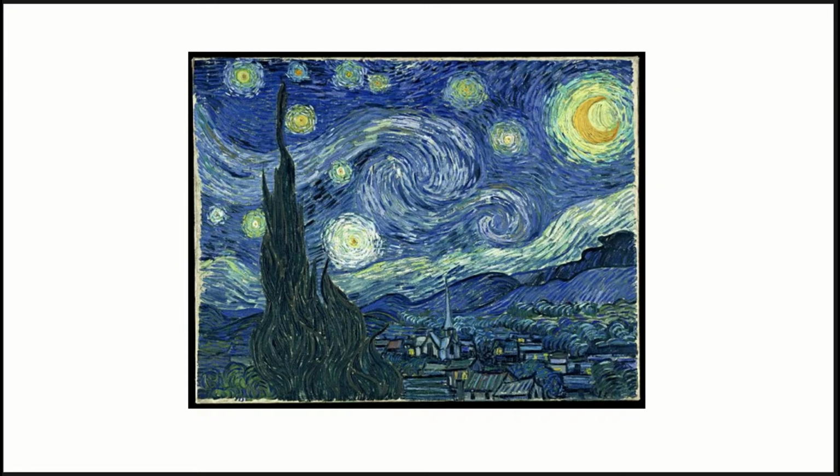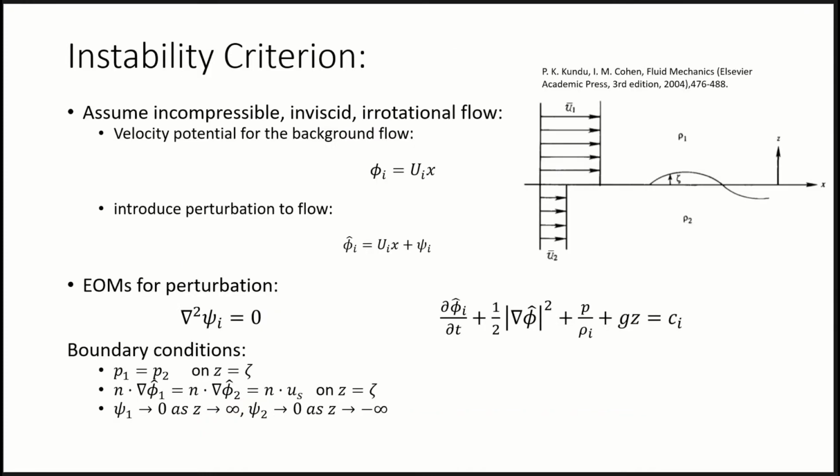Of course, talking about examples of Kelvin-Helmholtz instability and the onset of turbulent flow, I am obligated to also mention Van Gogh's Starry Night painting for its accurate depiction of fluid turbulence.